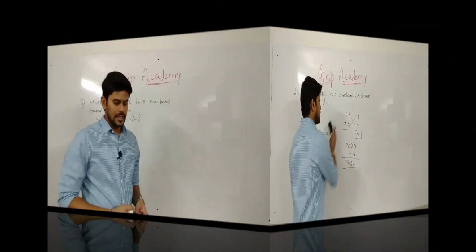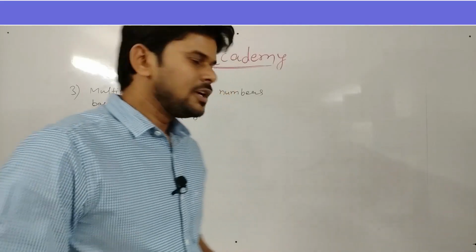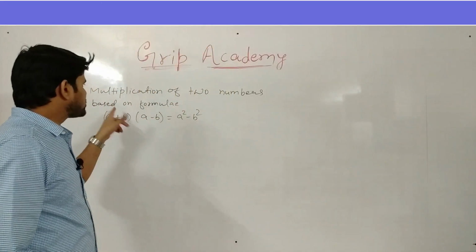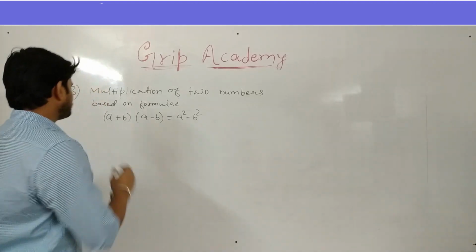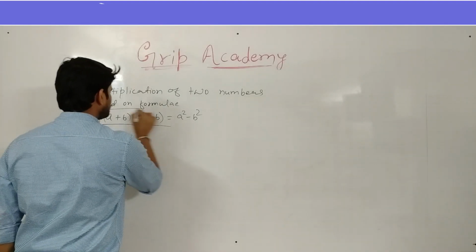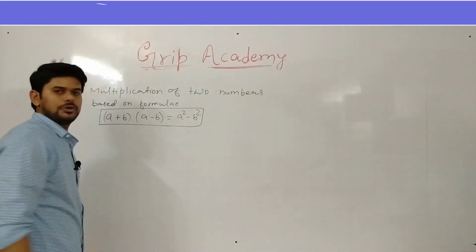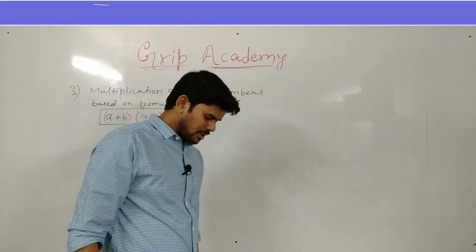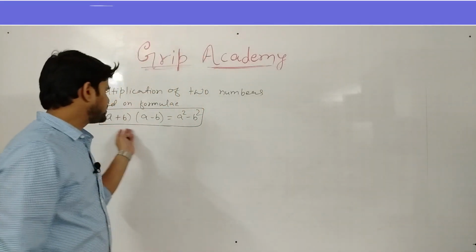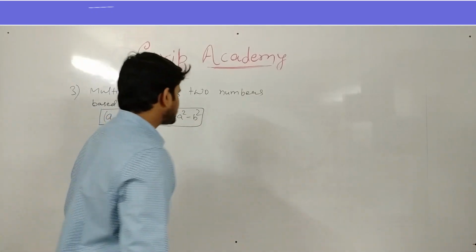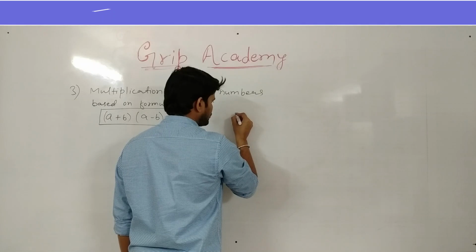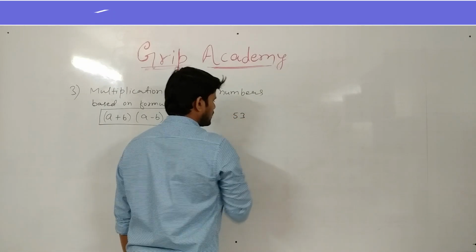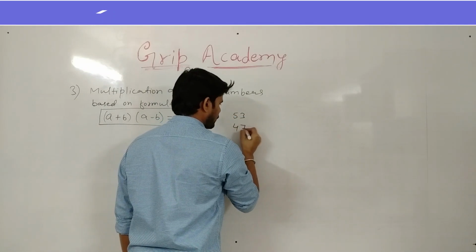Okay. So guys, the third trick is multiplication of two numbers based on the formula a plus b into a minus b is a square minus b square. Okay, so we will be using this formula to do the multiplication. So what kind of numbers are there which can be multiplied with the help of this formula? Okay, so let's take some examples. Like consider we have to multiply 53 and 47.